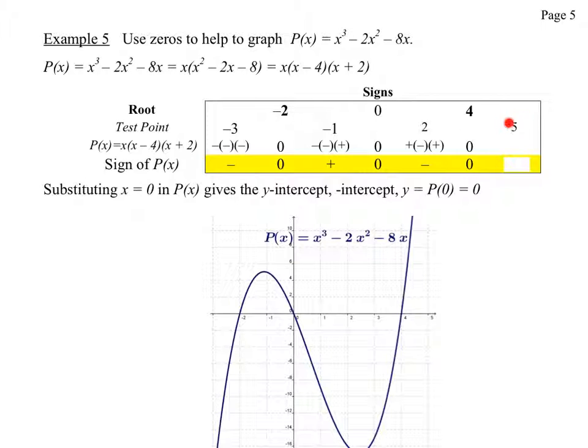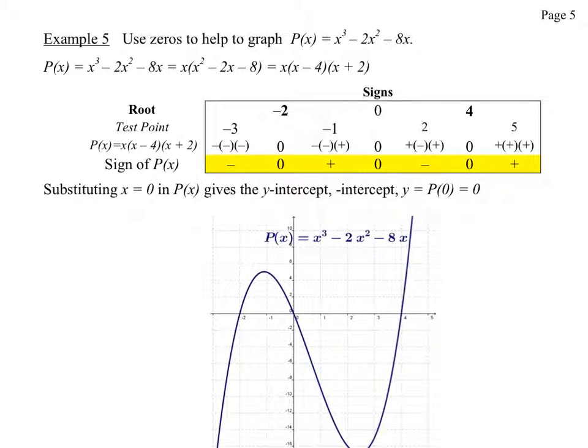And then we've tried 5 in this polynomial here. We're going to have 5 times 5 minus 4 times 5 plus 2. That's a positive times a positive times a positive, which is going to be positive. And that means that we're above the x-axis to the right of 4. Anywhere to the right of 4, we're above the x-axis.